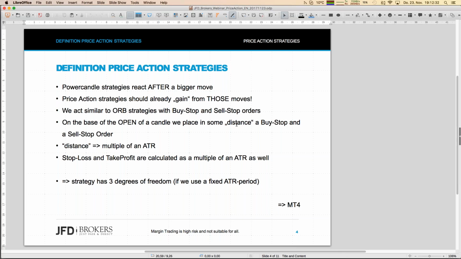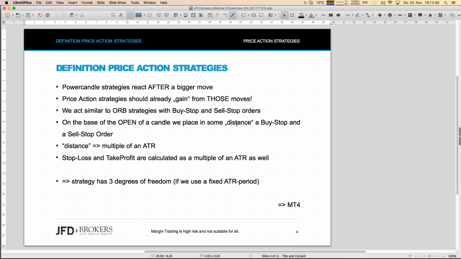Like in the example we have had in the Euro Canadian dollar example M15, we need a certain distance for that order placement. And a good thing to use here is the ATR, the average true range, which is a measure more or less of the volatility of the market.